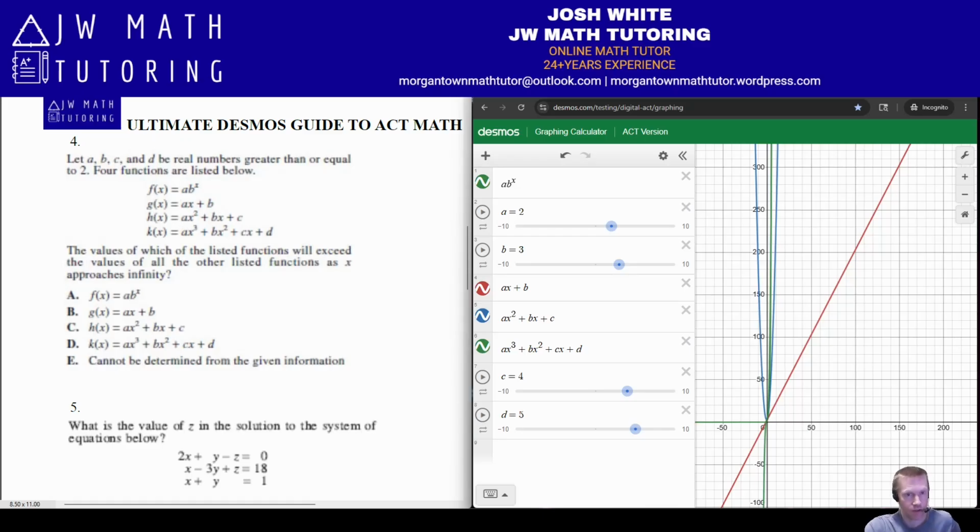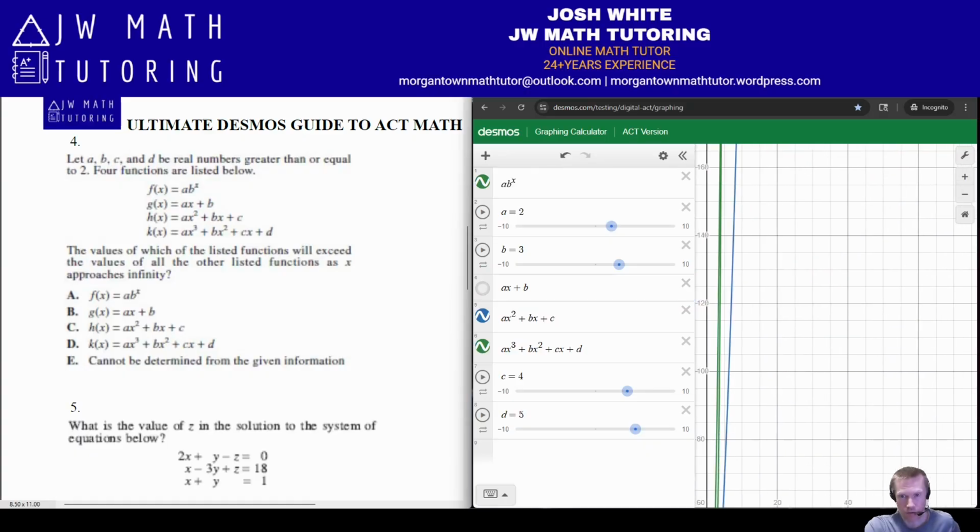Which of these exceeds the values as x goes to infinity? In other words, what it's asking is which of these takes off and is the steepest as x moves to the right. Okay. Well, it's obviously not the linear function, so we can get rid of that. Notice that everything else is way up here, already up in the 200s, whereas this is down in the 20s. So we can get rid of that.